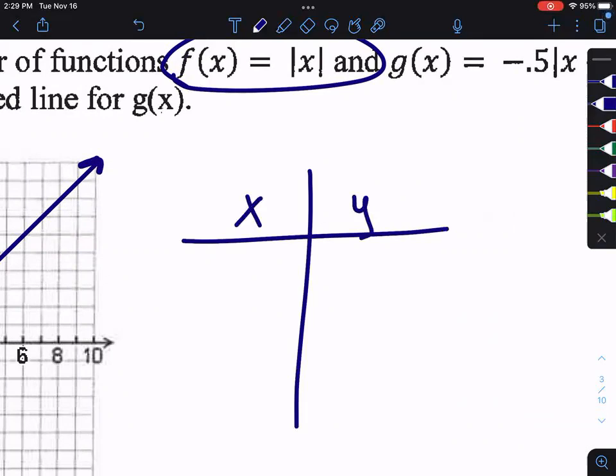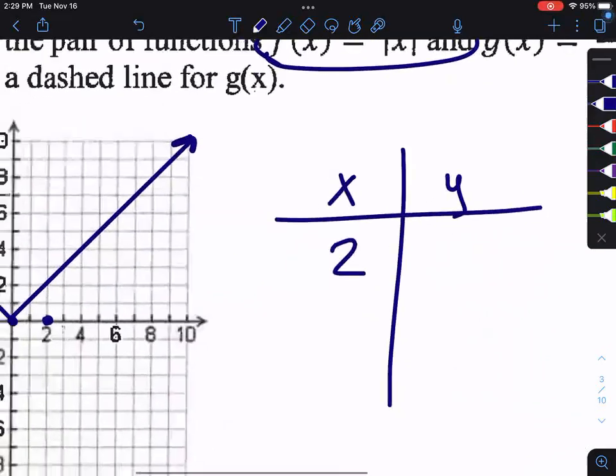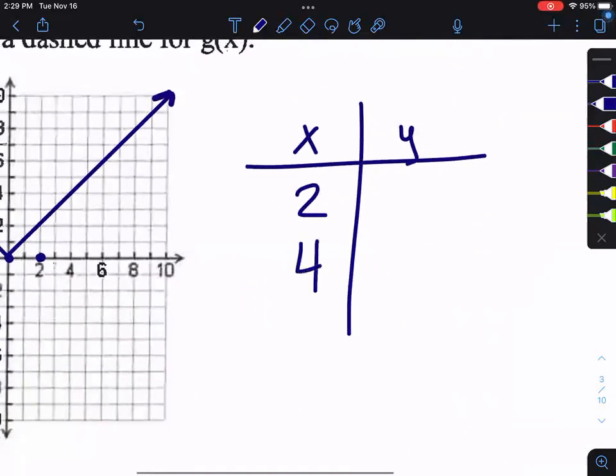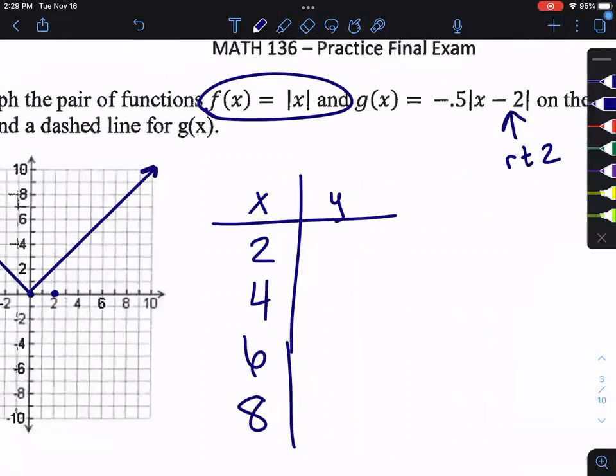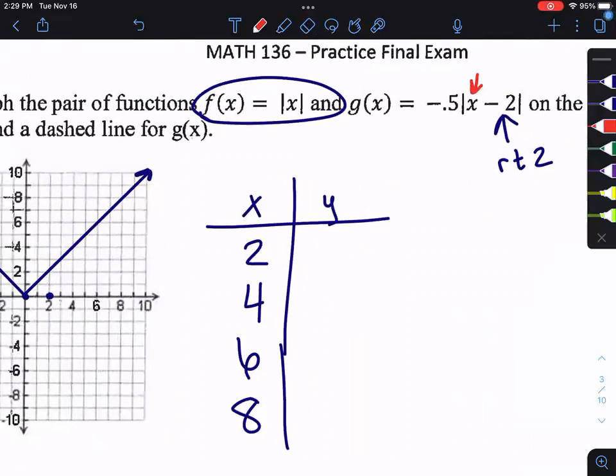So the first point I would start out with would be 2. And then just keep plugging in numbers, 2, 4, 6, 8. We're going to plug them in right here for x. So negative 0.5 times the absolute value of 2 minus 2. And then we're going to use our order of operations. So 2 minus 2 gives us 0. 0 times negative 0.5 is just 0. So we have that point already on our graph because we knew that it was moving to the right.